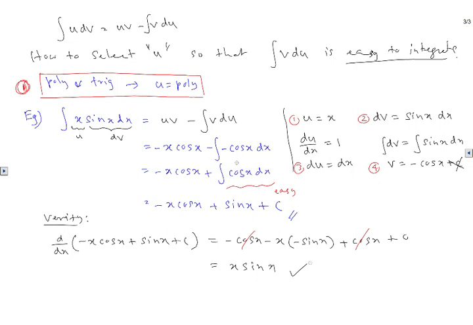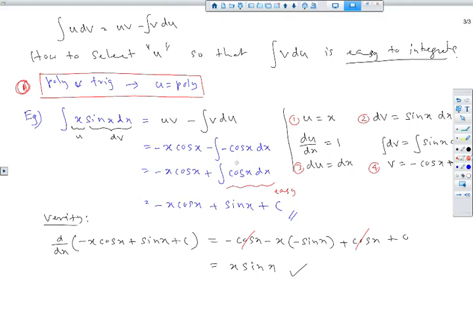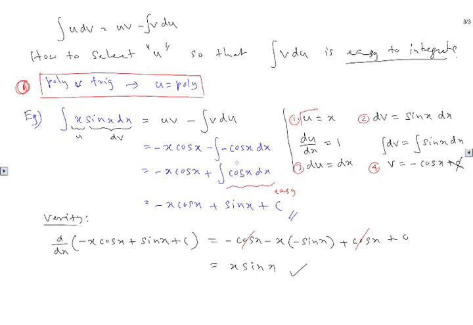So let's do more examples. Again, the trick is, if we have a polynomial and a trig function, we pick u as the polynomial part. That's exactly what we did here. Selecting u is the difficult part, and you need to remember certain things. So let's do one more. How about this one?